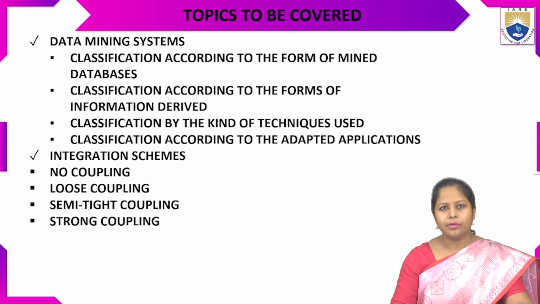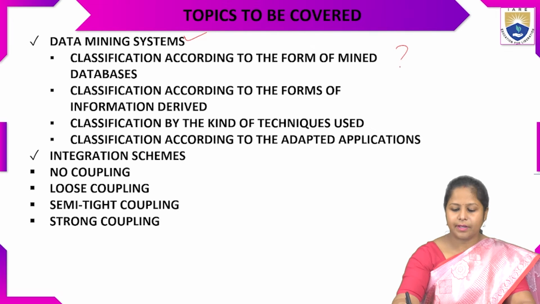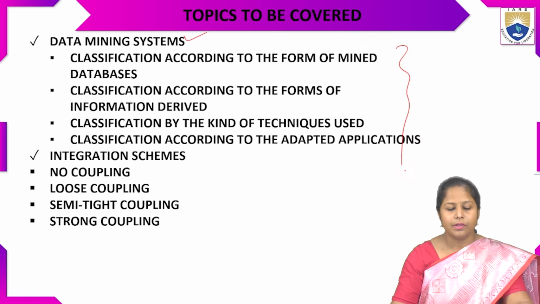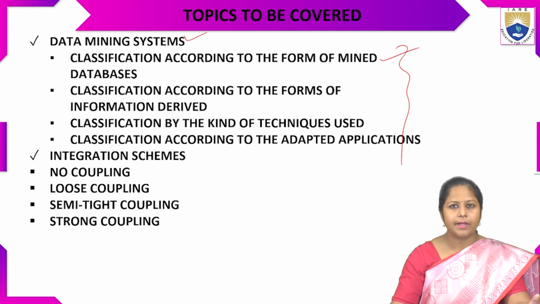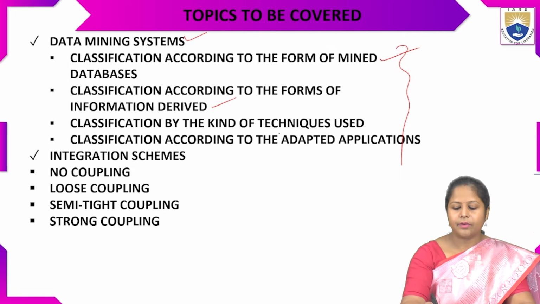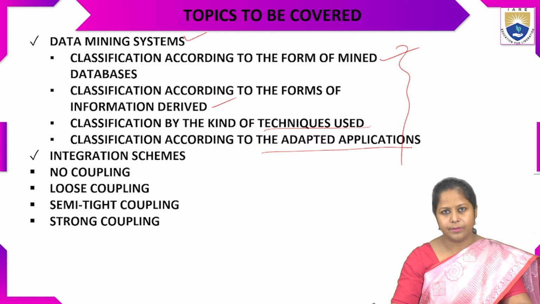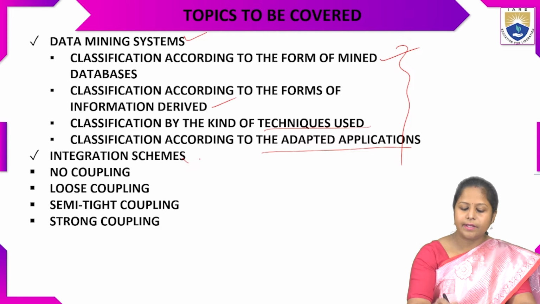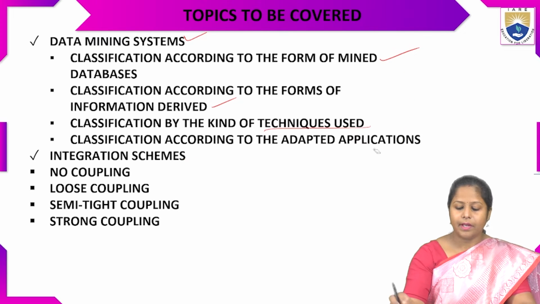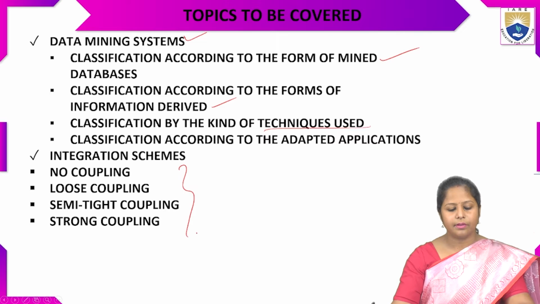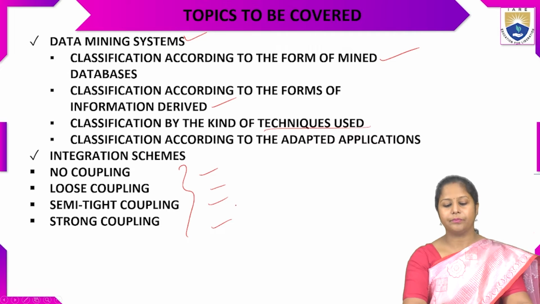So today we will learn what data mining systems are and what the different classifications are. I'll cover the classification according to the databases mined, the information retrieved, the kind of techniques used, and the adopted applications. I'll also cover integrated systems and integrated schemes, which are of four types: no coupling, loose coupling, semi-tight coupling, and strong coupling.